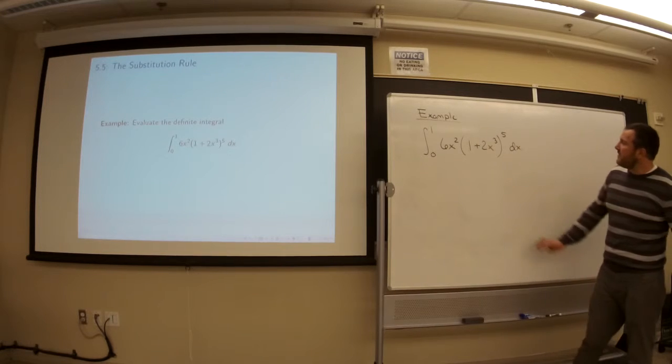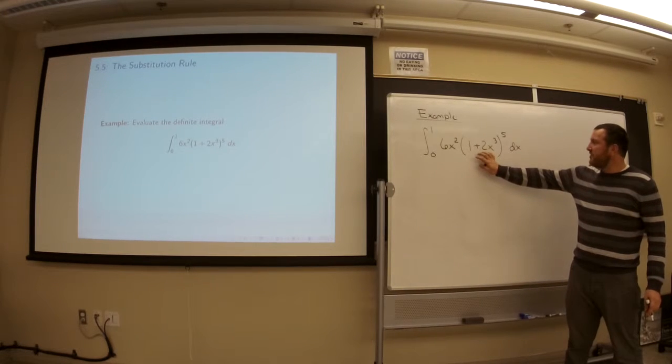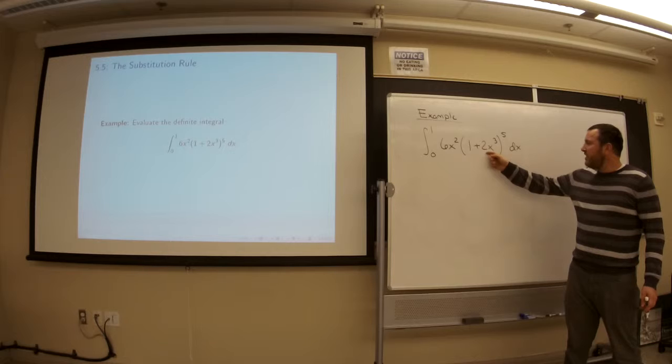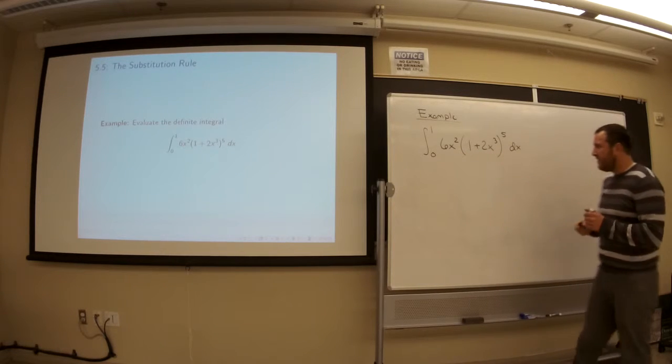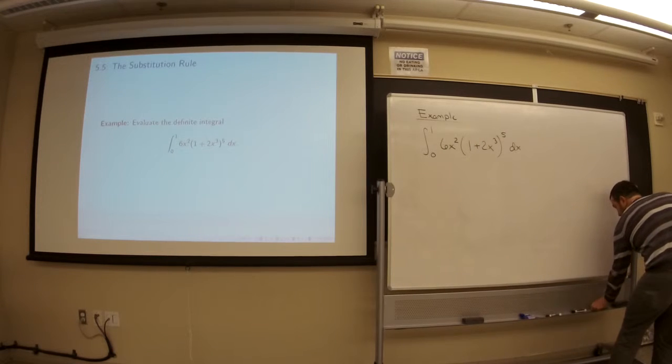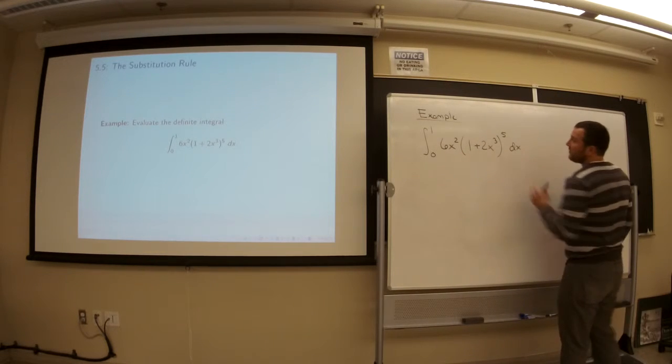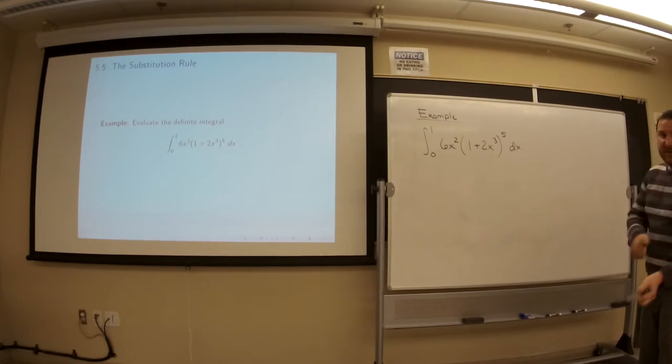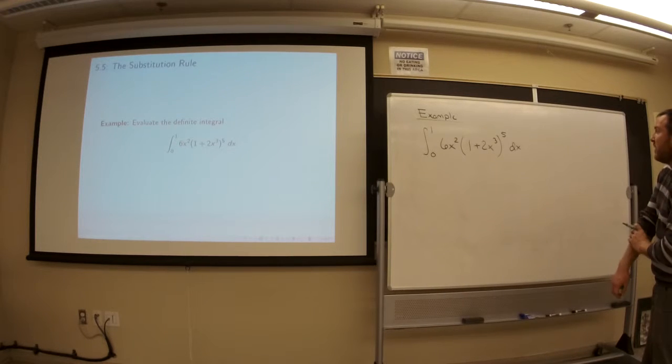But what we can tell is that we've got composition of functions, and it looks like the outside looks like exactly the derivative of the inside. So this should work. What we're multiplying on the outside looks exactly like the derivative of the inside. So it looks like this should work really nicely for u substitution.